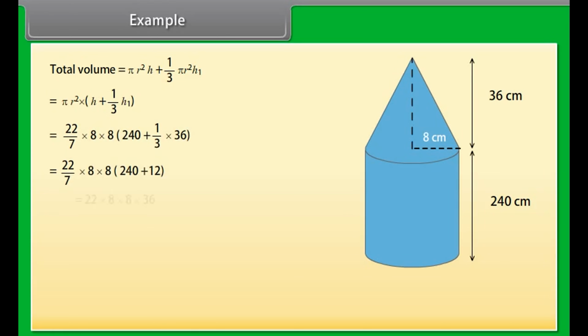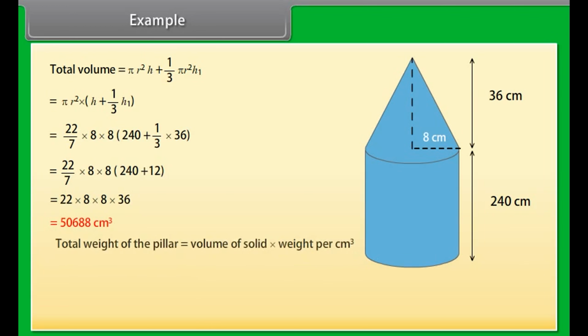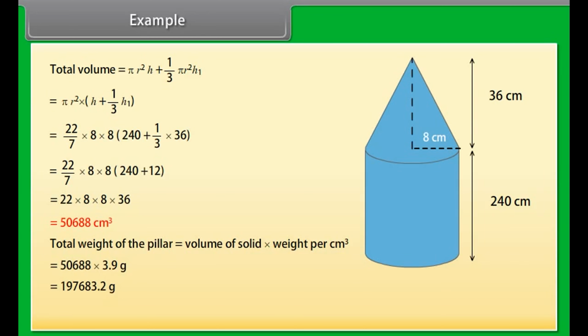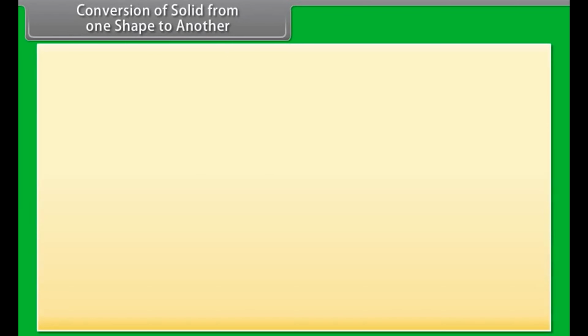Solving this, we get total volume is equal to 50688 centimeter cube. Now, total weight of the pillar is equal to volume of solid into weight per cubic centimeter. This is equal to 197683.2 grams or 197.6832 kilograms.